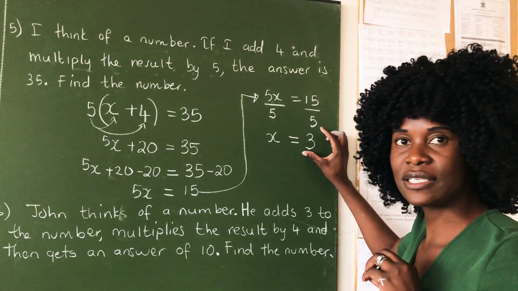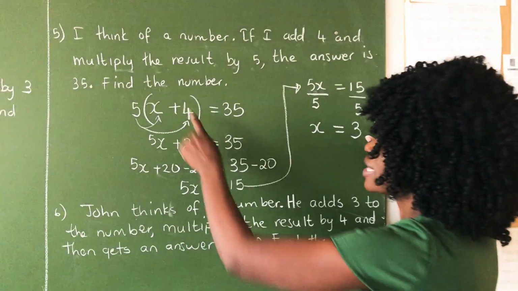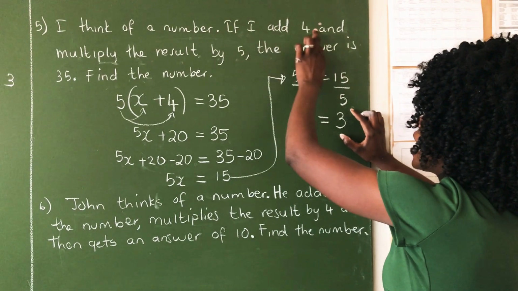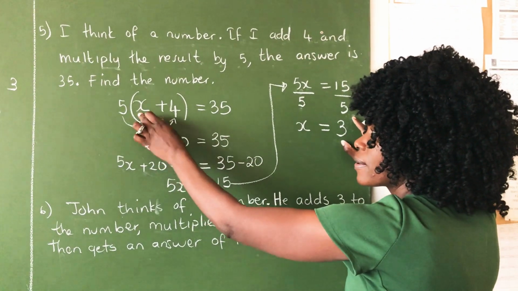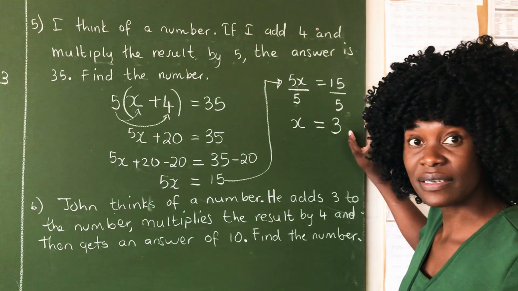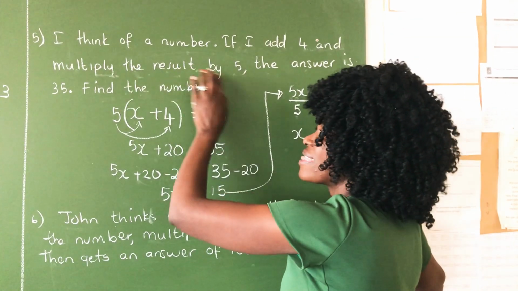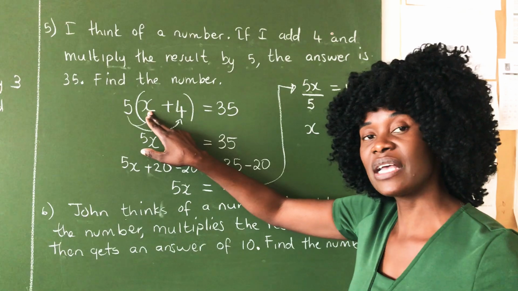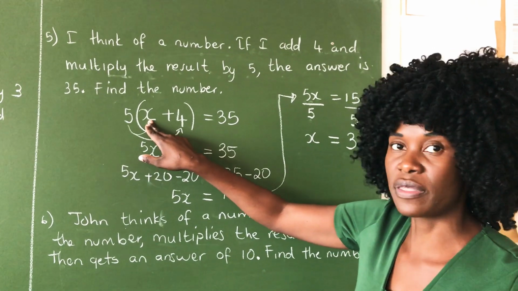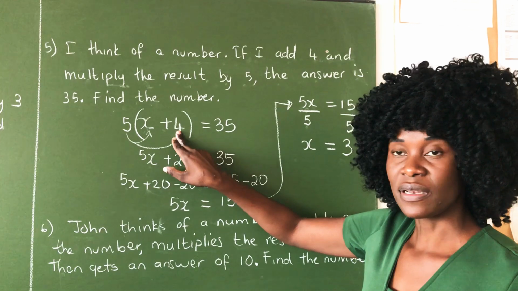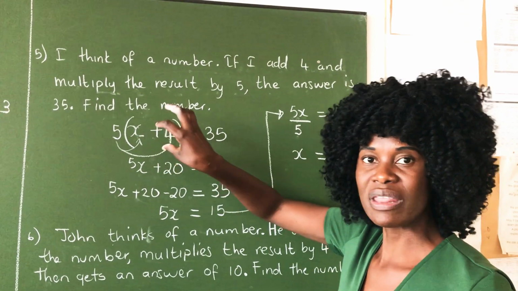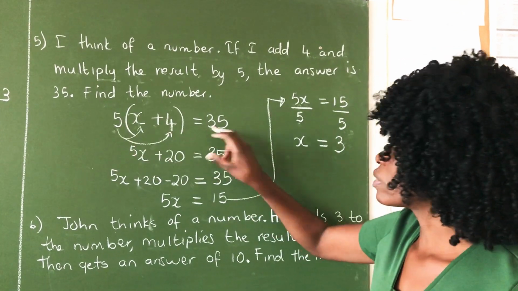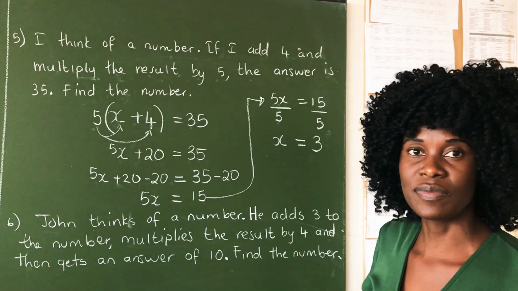Let's test this statement to find out if it's true. I think of a number, so the number is 3. If I add 4, 3 plus 4 gives me 7. If I add 4 and multiply the result, the result that we're talking about is the answer you get when you add 3 to 4, or 4 to 3. So 3 plus 4 gives me 7. So that is the result that must be multiplied by 5. So 7 multiplied by 5 will give us 35, which makes this statement true.